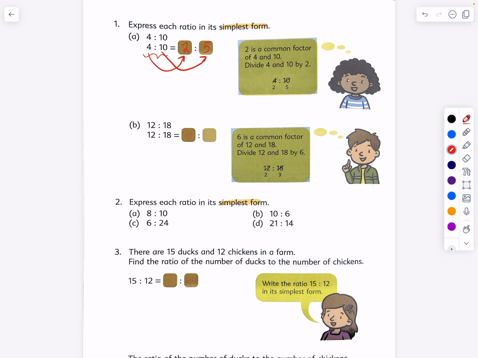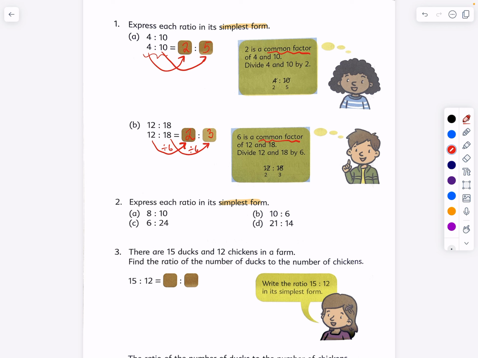Next example, 12 to 18. Well, let's think about it. How can we reduce 12 and 18 both using the same divisor? Or we also call it common factor, right? The number we divide by. Well, 12 and 18 are definitely even numbers. That's good. But they're also divisible by 6. Again, what we do to the left, divide by 6, we must do to the right, divide by 6, and 12 to 18 is equivalent to 2 to 3.